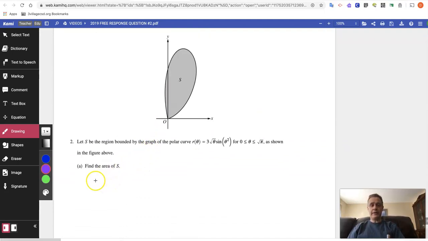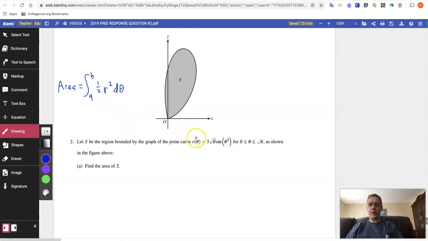Part A asks you to find the area of this region S. If you recall from our work during the year, the area of any region within a polar curve was the definite integral from the angle A to the angle B. Those two angles rotate you through the particular region. And then the integrand was 1/2 r squared d theta, where r represented typically your polar function.